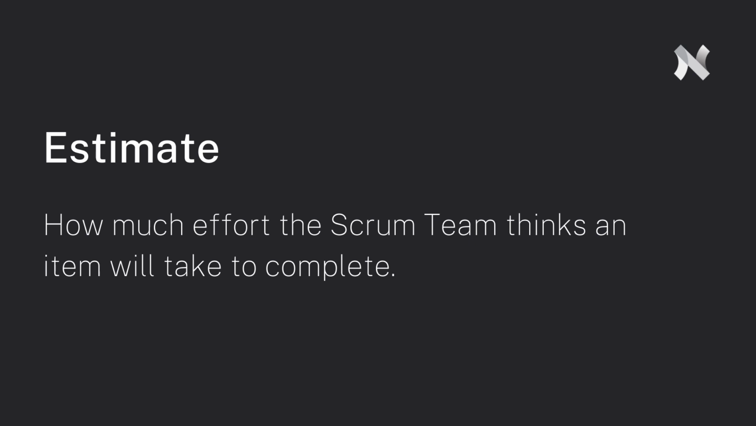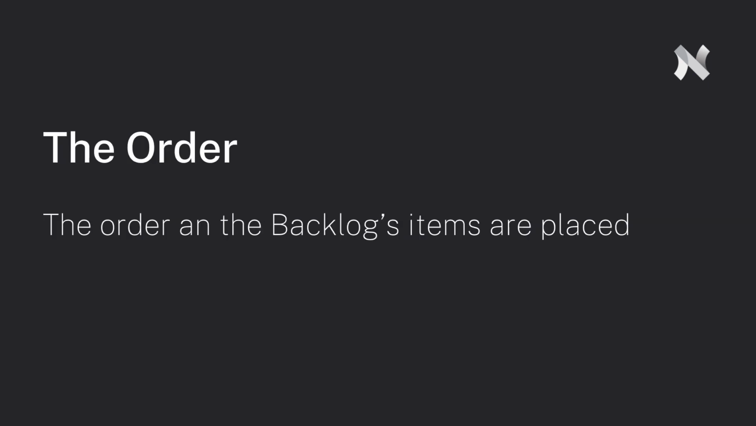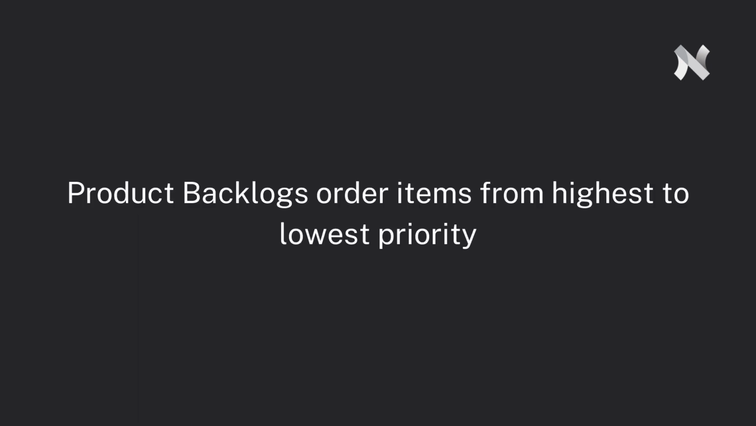Next, we have to add in an estimate. An estimate is how much effort the Scrum team thinks an item will take to complete. The next attribute of each backlog item is the order. As we mentioned, the backlog should always be prioritized. Both the estimate and the value fields we just discussed help the product owner figure out where to place an item in the backlog's order of hierarchy.